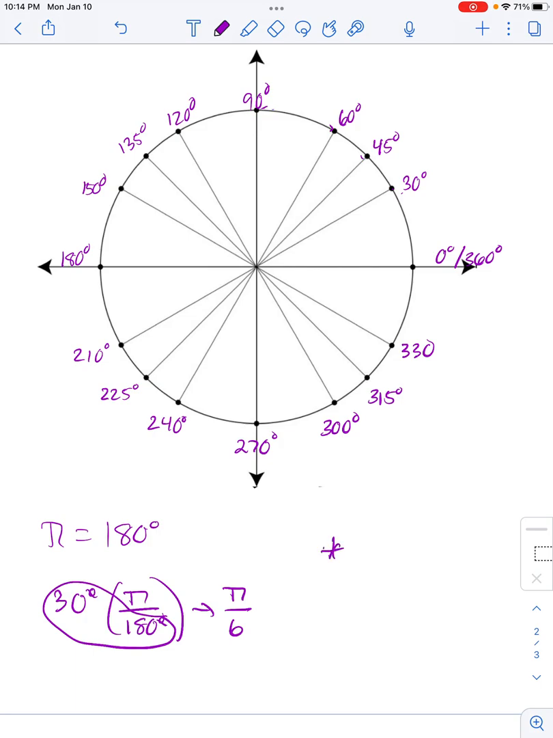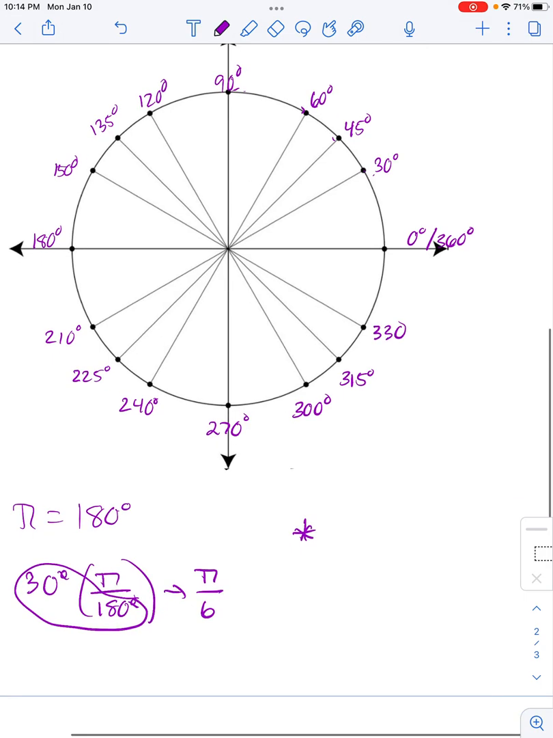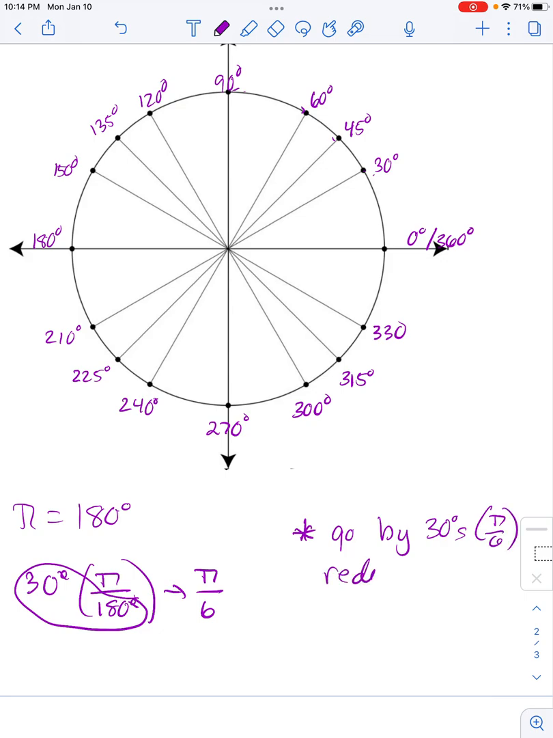So what I do, and we're going to practice this tomorrow too, I go through and I go by 30 degrees, but I call them pi over 6, and I reduce as I go. So what does that mean? That means I'm skipping all the middles, because these are the 30 degree marks: 30, 60, 90, 120, 150, 180, and I just keep going. I'm basically ignoring all the middles because they're not 30s.